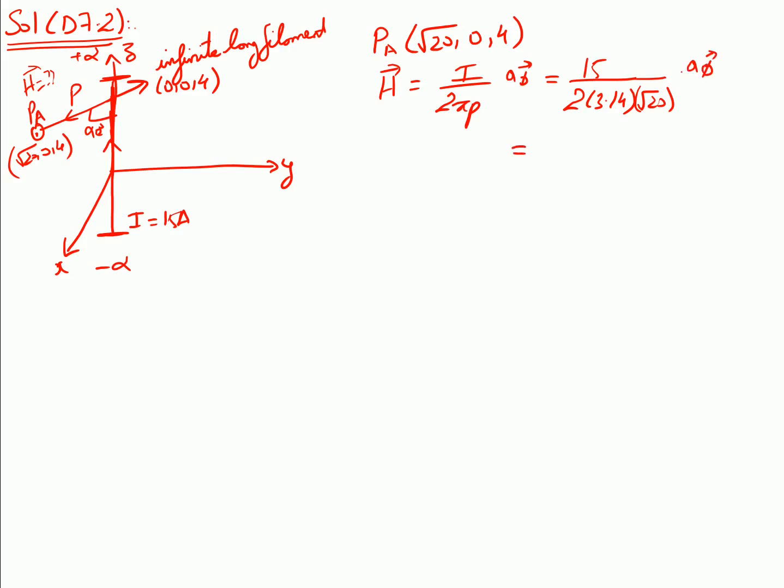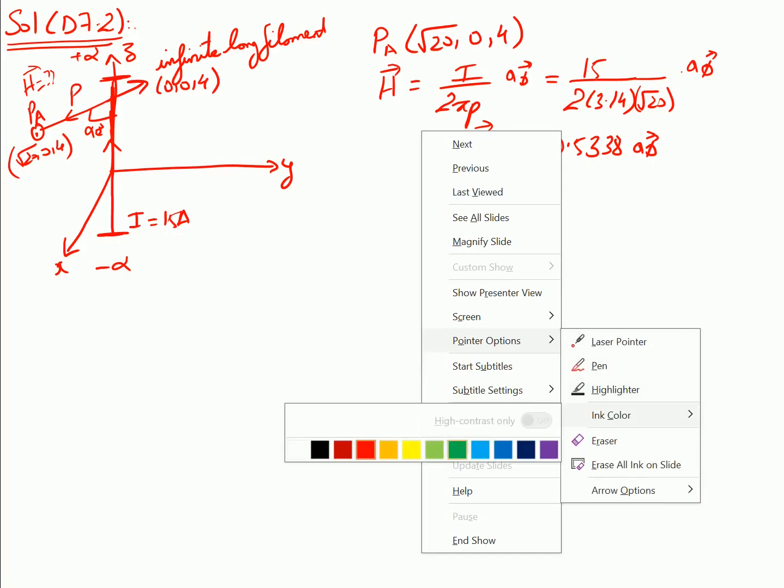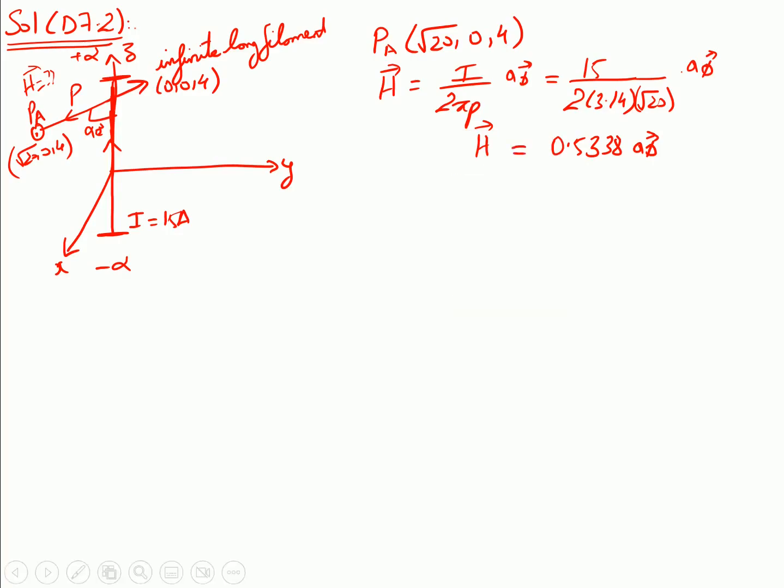Once we solve this, it comes out to be 0.5338 along a_phi. So this is the magnetic field intensity that is going to exist around this. And if we draw this magnetic field intensity, if the current is moving in the upward direction, the right-hand thumb rule says the magnetic field will be moving in the anti-clockwise direction.